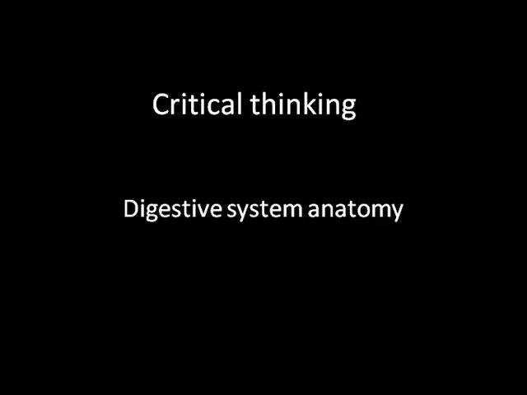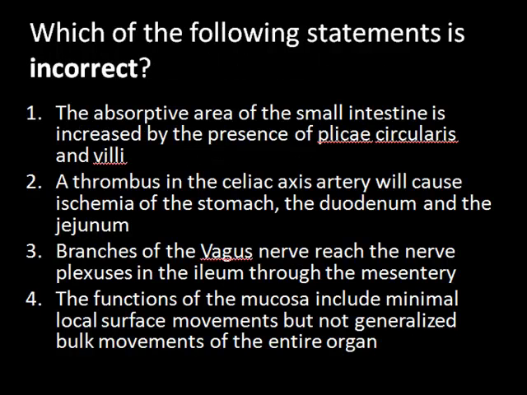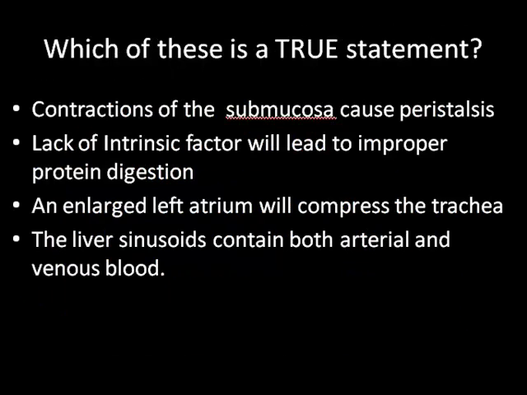This is critical thinking on digestive system anatomy, and here are the questions. This is the first one. The second one, where you have to identify the incorrect statement. And here you have to identify the true statement.